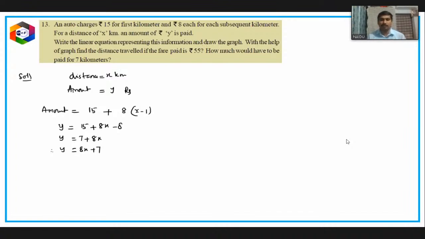For the first one I calculated 15, and 8 rupees for x minus 1 kilometers. That is very, very important. So upon multiplying, y is equal to 8x plus 7. I think it is clear, children.